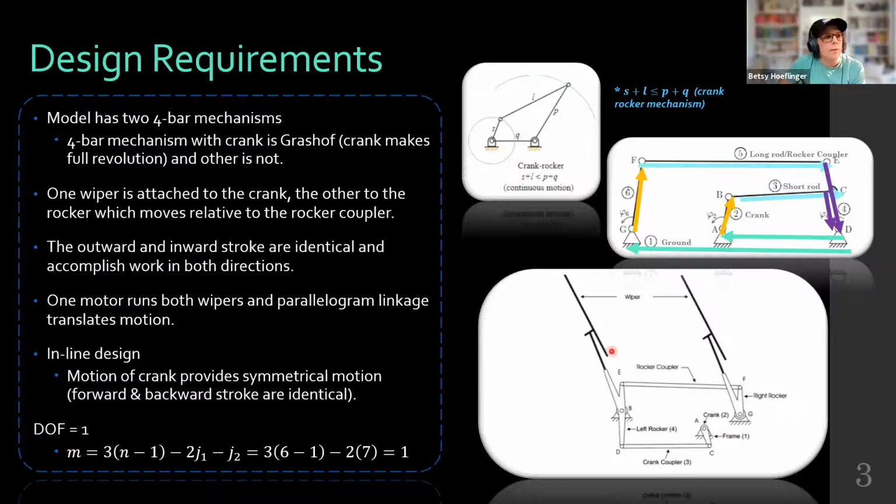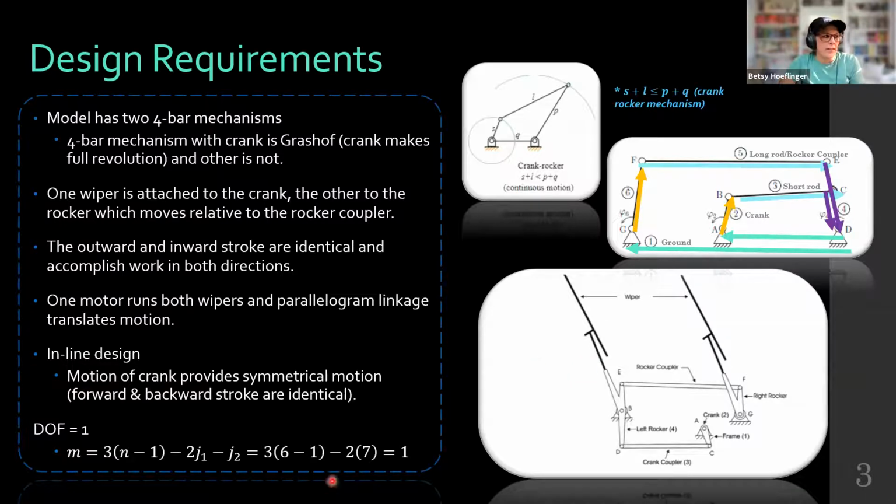Something cool about windshield wipers is that these should be parallel at all times. So the one motor that runs the crank operates both the wipers via a parallelogram linkage. So as one moves, the other moves, just how you see in your car. So the inline design is what I just described. It's the motion of the crank that provides symmetrical motion. The forward and backward stroke should be identical.